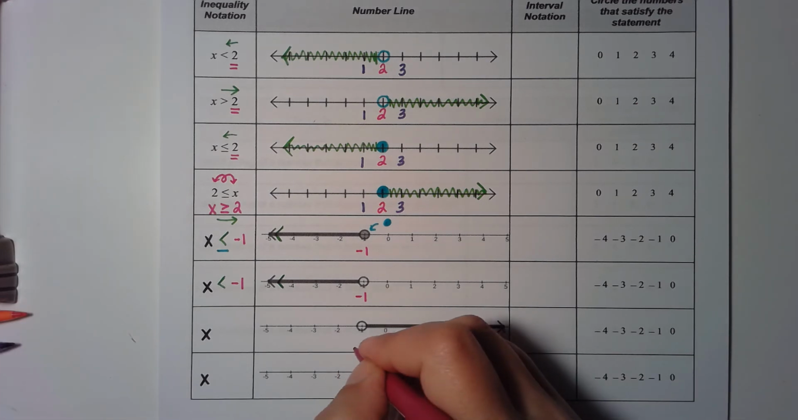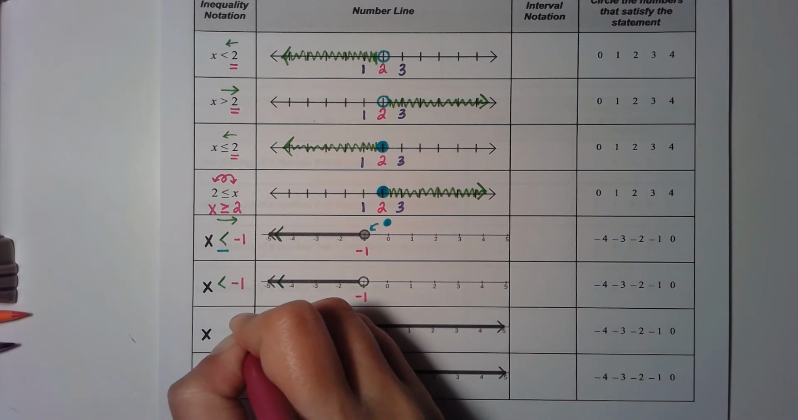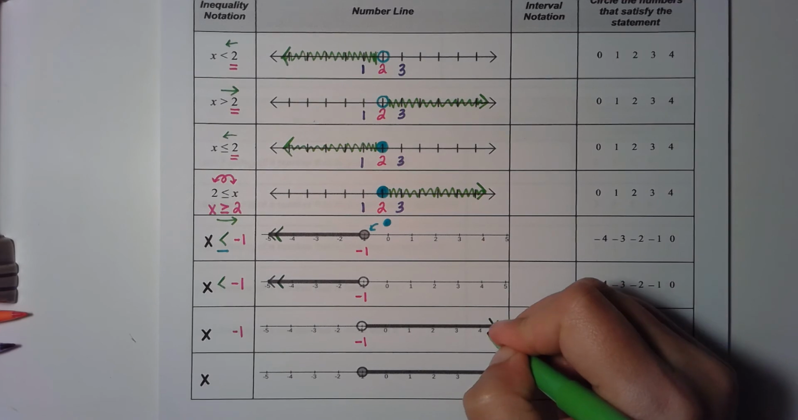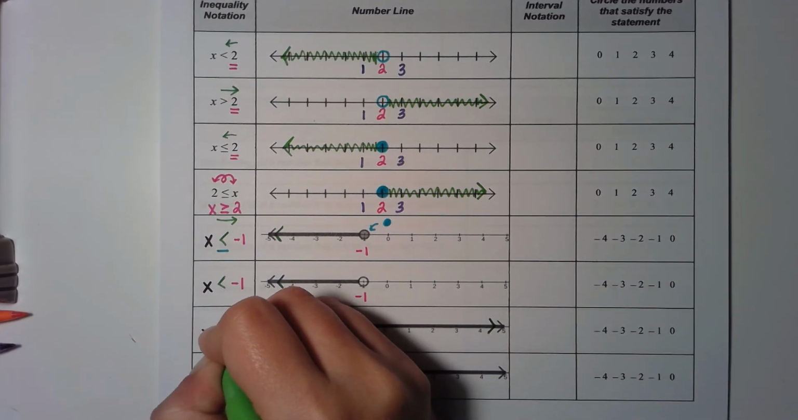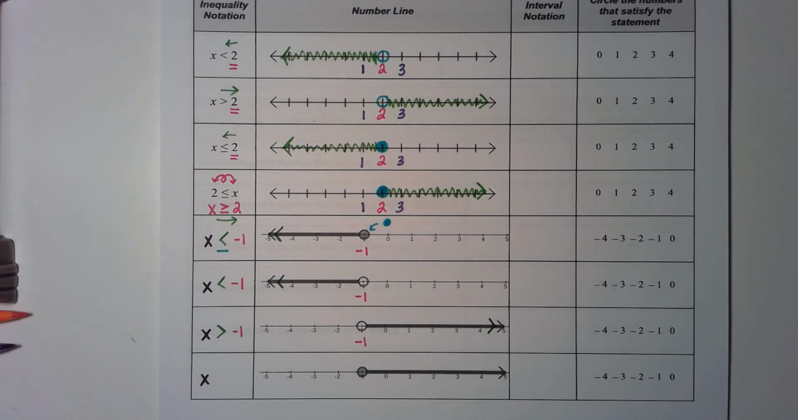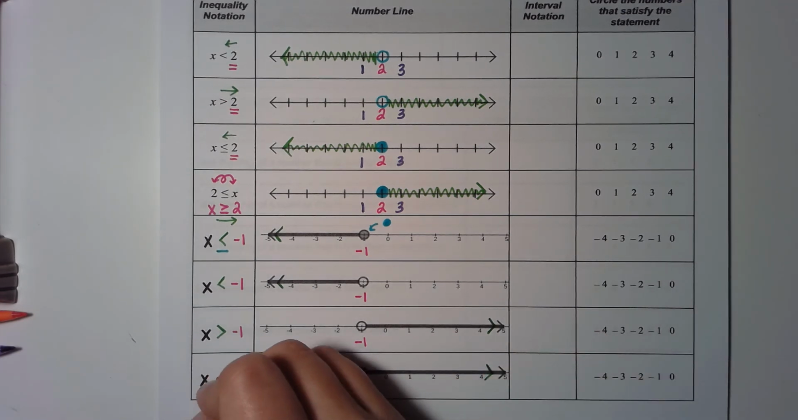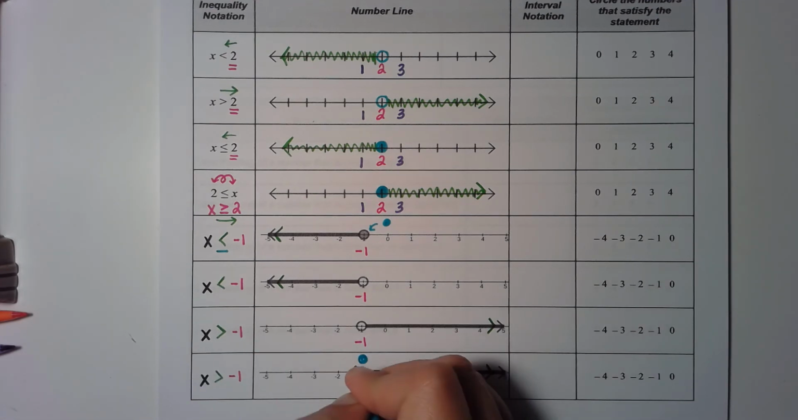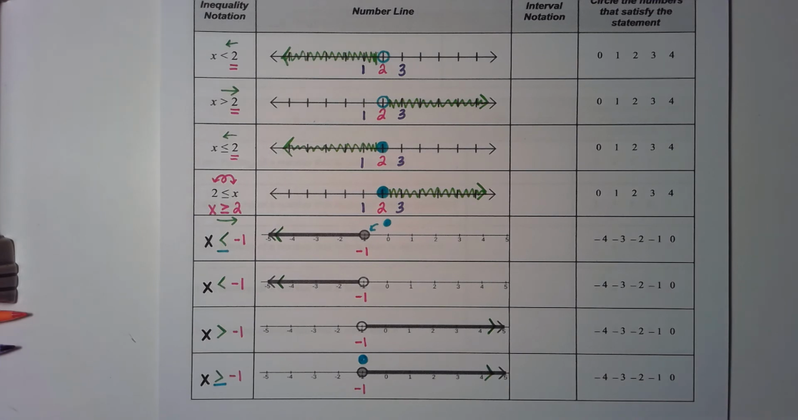In the next example, the number -1 is the important number again, but this time I shaded to the right. So because I shaded to the right, I'm going to use a greater than symbol. And since it's an open circle, I am not going to put a little underline. Last but not least, I'm going to use the number -1 as my important number. Again, I shaded to the right, so I'm going to use a greater than, but this time there is a closed circle. So I'm going to use a little underline to show that we are allowed to be equal to that number.